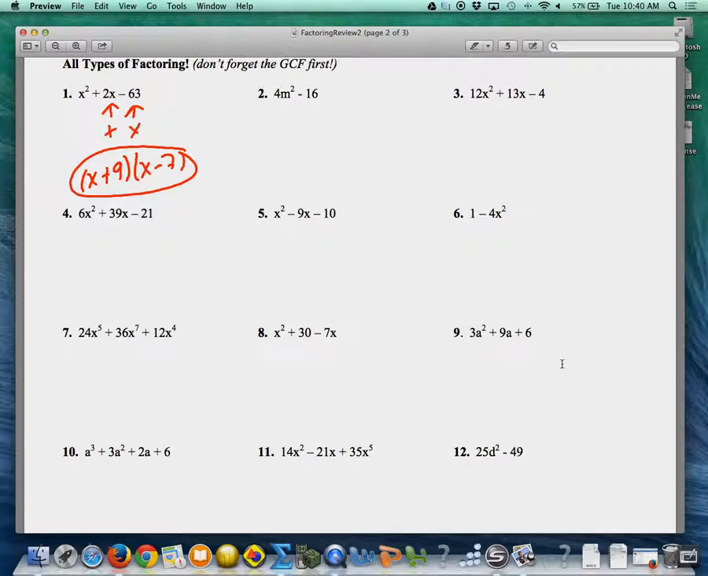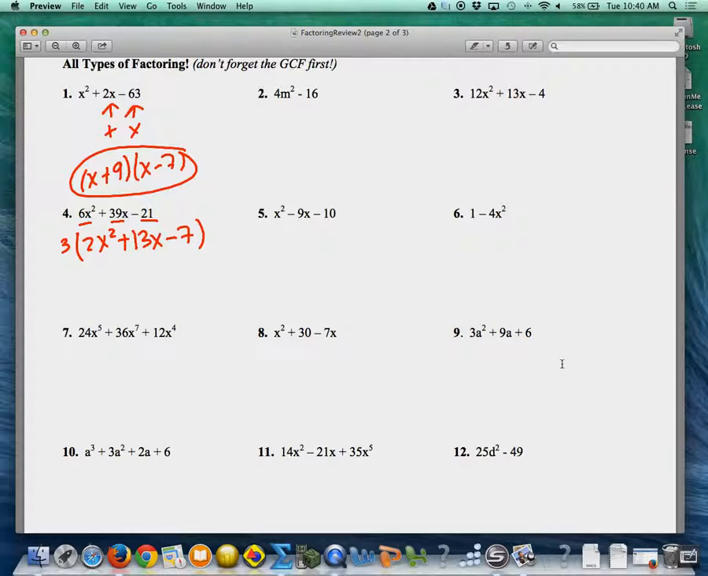Okay. Problem 4. What type of factoring is this going to be? The same, GCF. Okay, well, we just learned. I cannot stress enough that it is going to make your life so much easier if you always take out the GCF. So, in this case, what is my GCF between 6, 39, and 21? 3. So you take out a 3. So you get 2x squared plus 13x minus 7. And then it's a split in the middle problem. I'm going to leave you guys to do that.